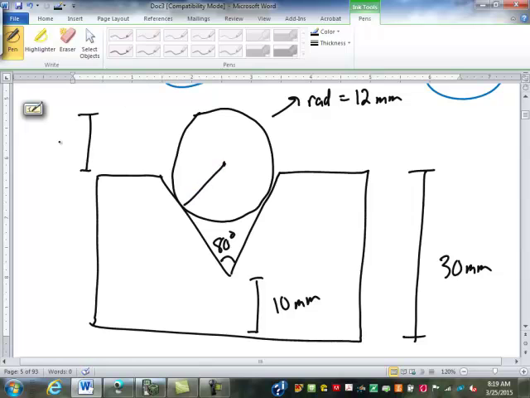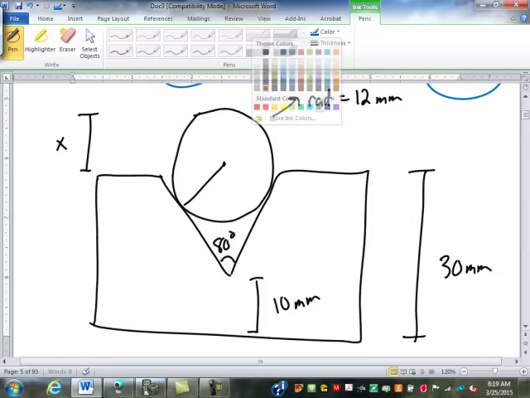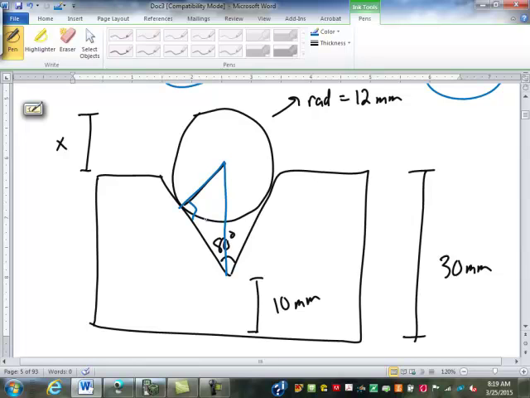Tell me, how high does that ball stick up above the V block? We've only got 2 minutes left, so I don't have time to let you guys try it on your own. So I guess I'm going to have to do it quick. So we're going to look at, this is going to be a right triangle. We know this is 12, and this is 40.